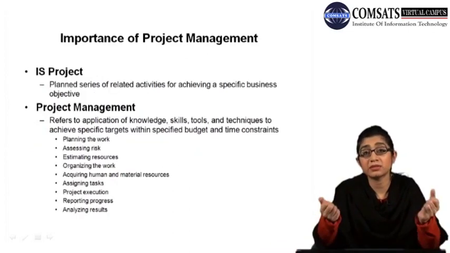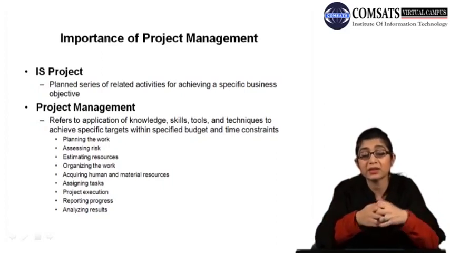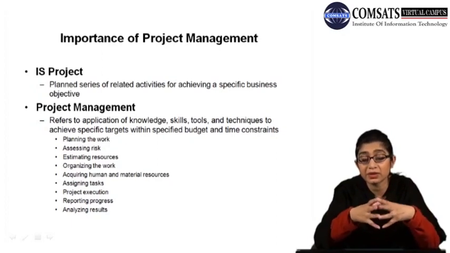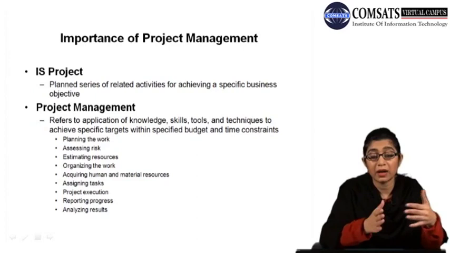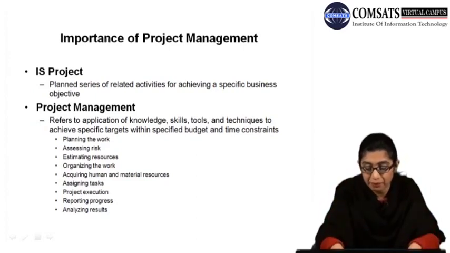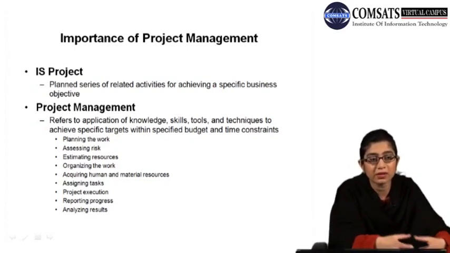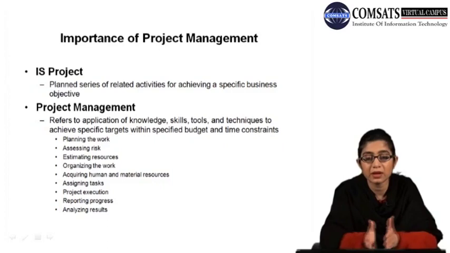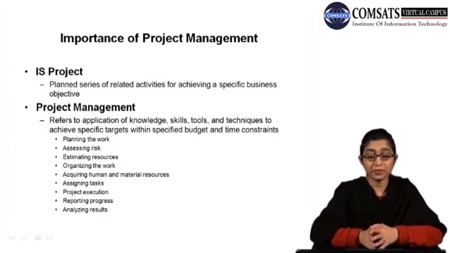Alright, an information system project is basically a planned series of related activities for achieving a specific business objective. Right? Any project, what is it? It's basically a series of activities that people do at different points in time, and they are going to achieve a certain goal with it or achieve a specific business objective with it.